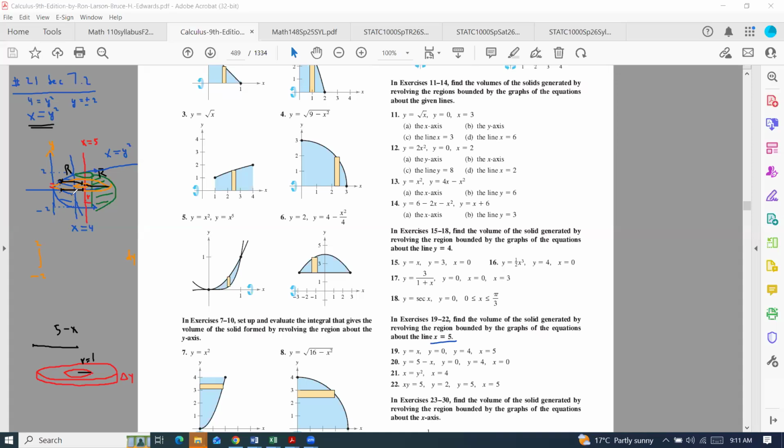So x is here. Please notice that 5 is here. So 5 is the distance from my y-axis to this axis of rotation. So 5 is the center of rotation, kind of. And then we take this little x and subtract it. So if I have a value of x in here, that's my x. I need to cut it out. I have to subtract it from 5.